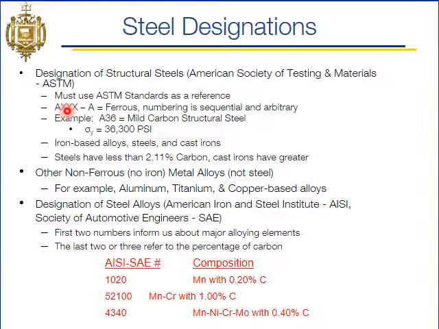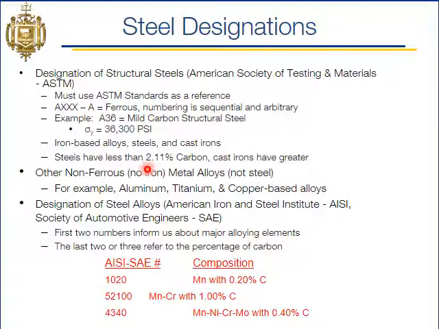And then there is some number that follows it. It's an arbitrary and sequential number. One steel we like to use for the class is A36 steel. It's mild carbon structural steel. It's used all the time. You'll see a case study at the end of the class where a bridge is made from A36 steel. And the nice thing about A36 steel is its yield strength, or maximum stress that it can take before plastic deformation, is 36,000 psi. So A36, 36,000 psi, pretty easy to remember.